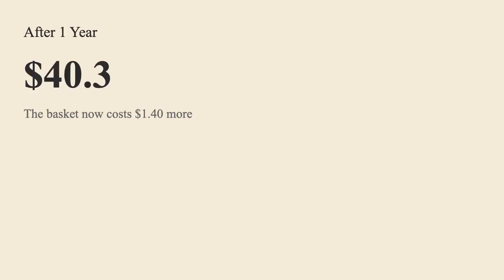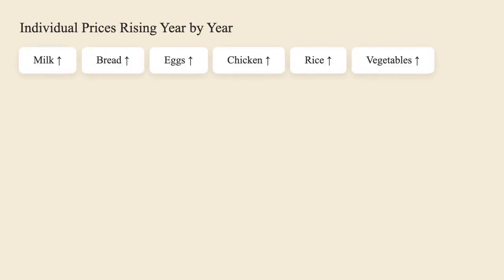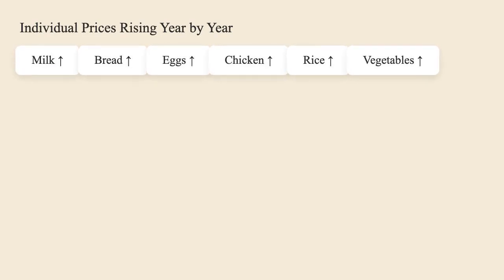After the first year, the basket costs $41.40. After 3 years, the total reaches $44.20. After 5 years, it climbs to $47.30. After 10 years, the same basket costs $56.20. After 15 years, the cost reaches $66.70. The animation labels each item and shows the price tag next to it rising year by year.